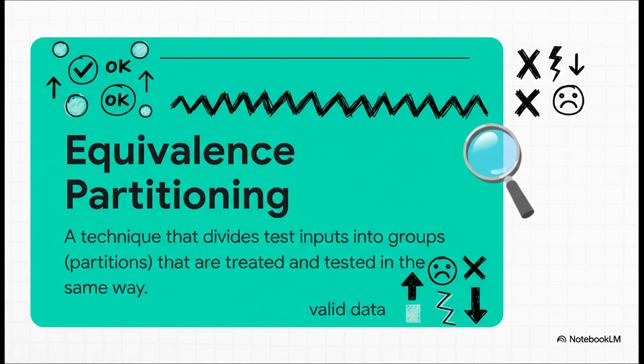You take all the possible inputs and you divide them into groups, or what we call partitions. The whole key here is that everything inside one of these partitions should be treated the exact same way by the software. So you end up with a few groups for valid data, the stuff that should work, and a few for invalid data, the stuff that should not.